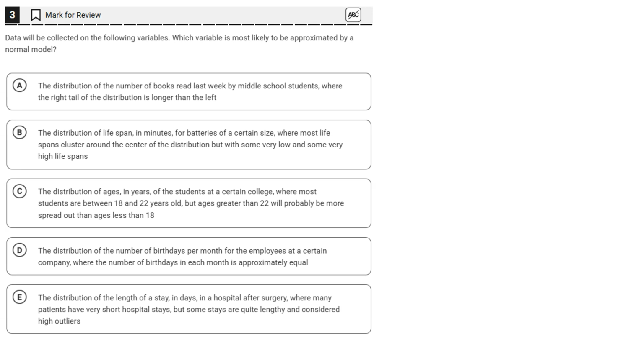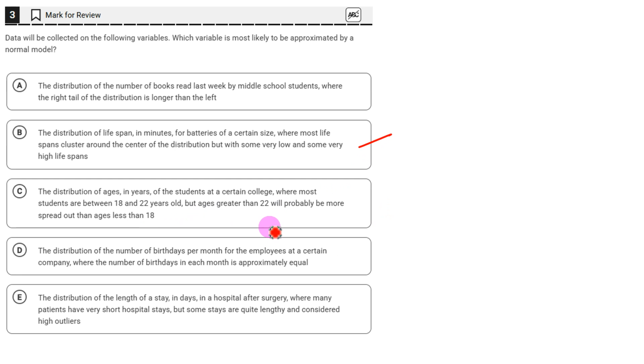Data will be collected for the following variables. Which variable would most likely be modeled by a normal distribution? The distribution of number of books read last week by middle school students, where the right tail is longer than the left. That's the definition of skewed right. The distribution of lifespan in minutes for batteries of a certain size, where most lifespans cluster around the center, with some very low and some very high. That's probably our answer. That is our answer.